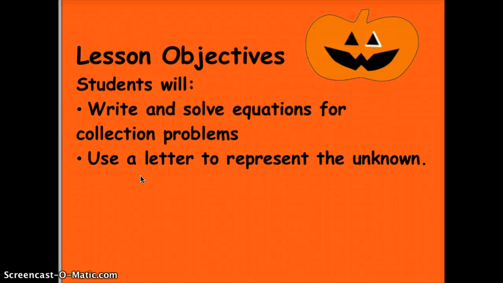Alright, today is lesson 3 in unit 3. We will write and solve equations for collection problems today. We will write labels for given situations. We will use a letter to represent the unknown. And we will write a collection word problem.